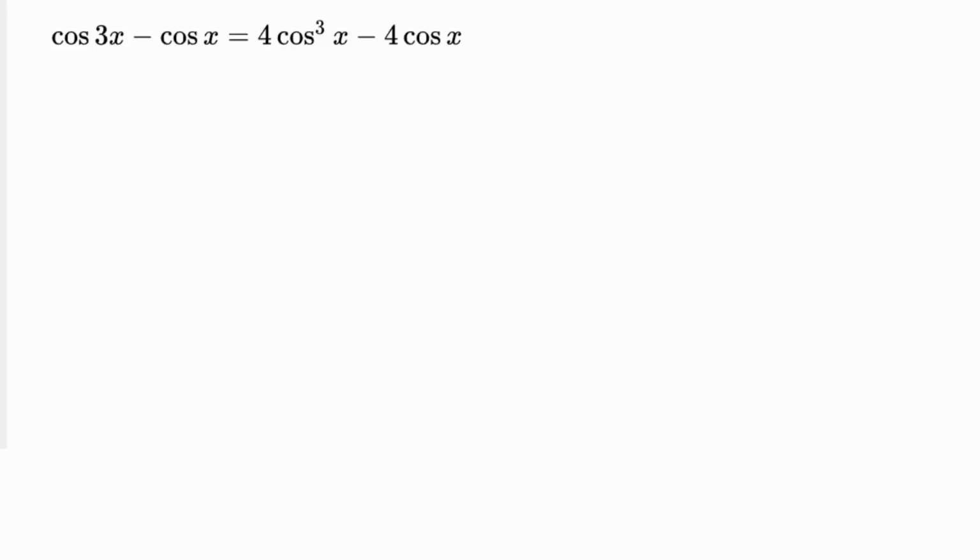Okay, the directions are to verify the identity: cosine 3x minus cosine x equals 4 cosine cubed x minus 4 cosine x. So I'm going to write down the side I start with, which is the left side, cosine 3x minus cosine x. And I'm going to work one step to the right, and then I'll work downwards. You can just keep working downwards if you want, but make sure you write down the side you're starting with.